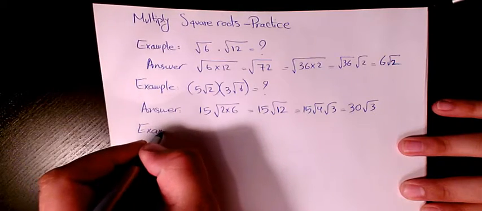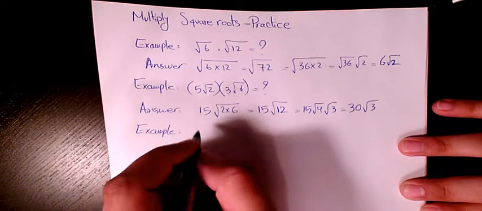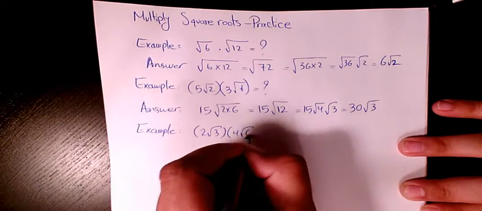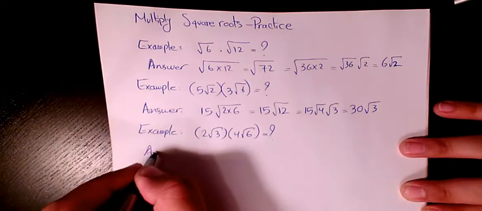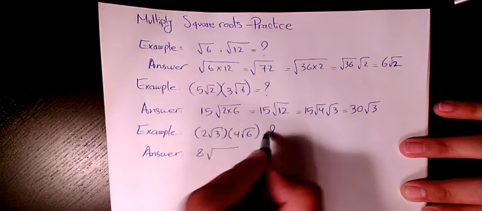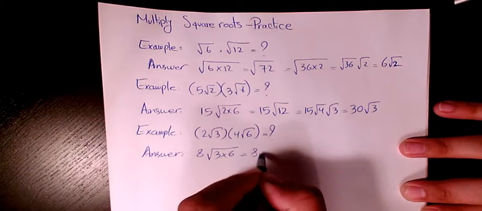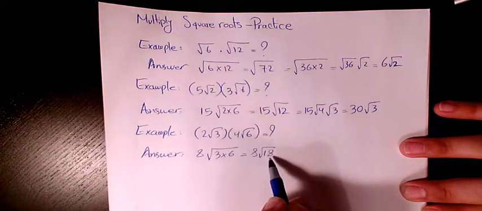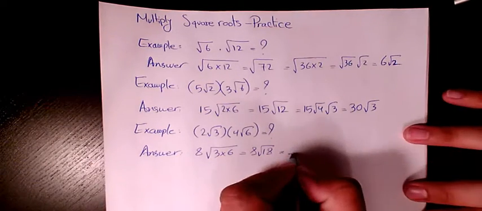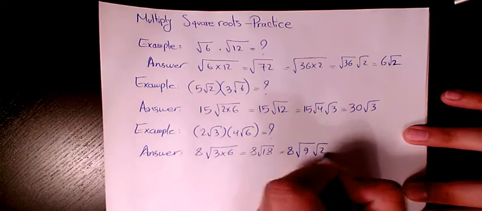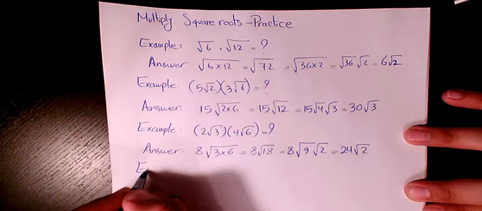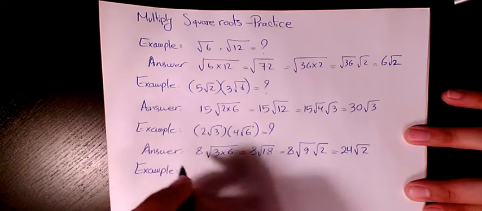Next example. We have 2 root 3 times 4 root 6. Answer will be 2 times 4, 8. Root 3 times 6, it's going to be 18. Again, we are looking for a factor that is a perfect square. We know it's 9 and 2. So it's going to be 9 and 2. Square root of 9 is 3. So 8 times 3 is 24. Root 2.